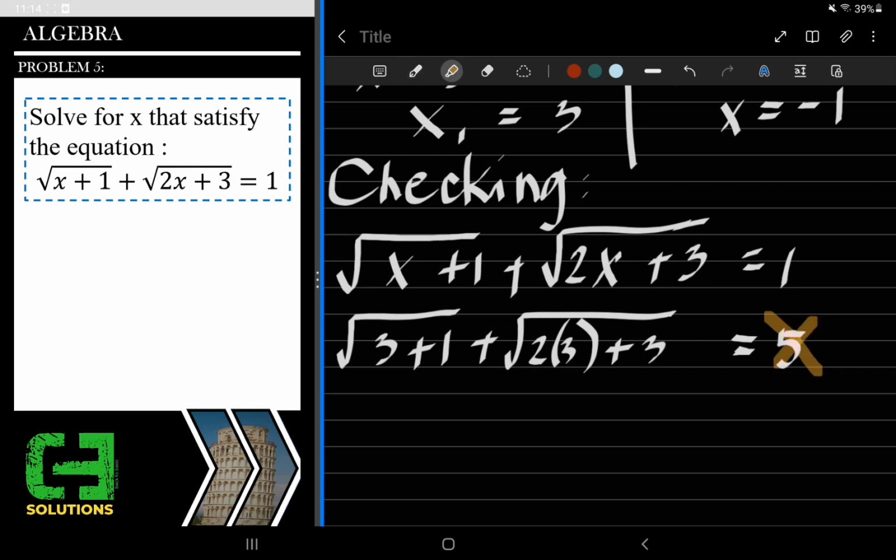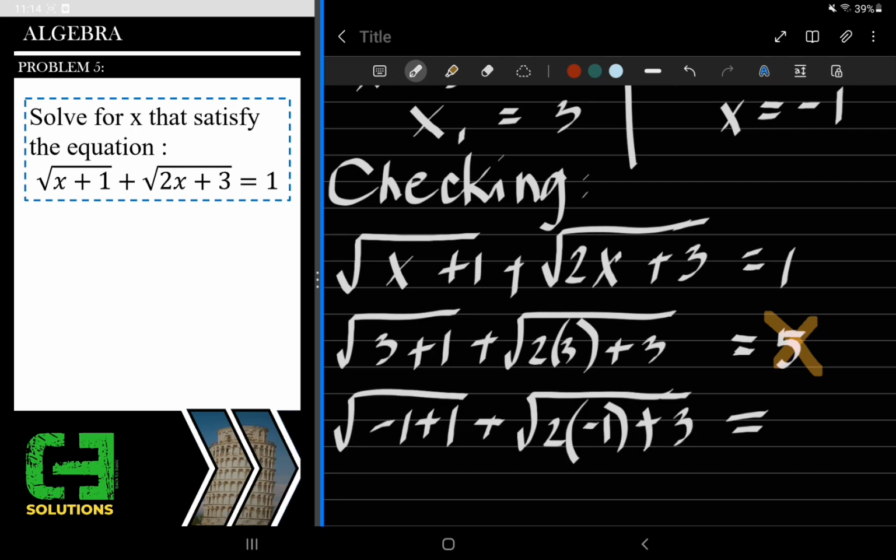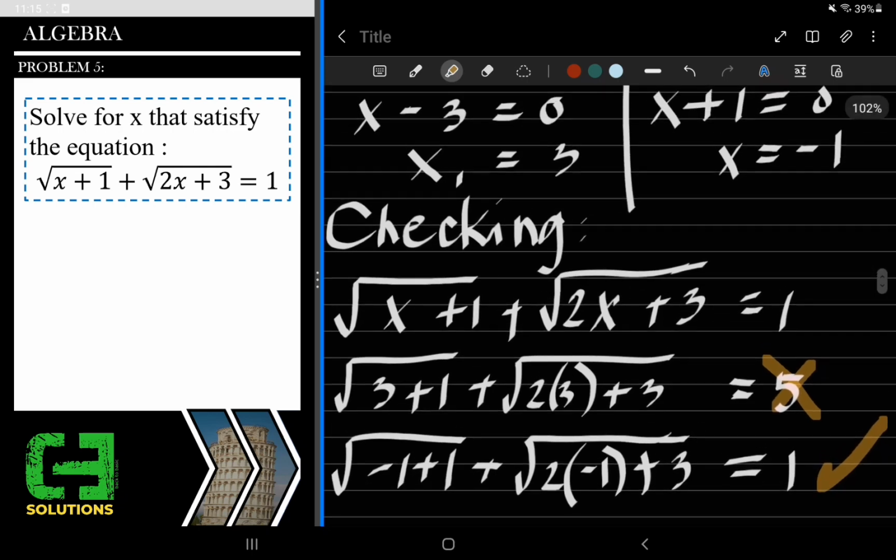So let's try the value x equals negative 1, to see if the result of the equation is also 1. So this is negative 1 plus 1, that is 0. This is square root of negative 2 plus 3, that is positive 1. So the answer, guys, is 1. So this is correct. Therefore, the only value of x that will satisfy the original equation is x equals negative 1 units.